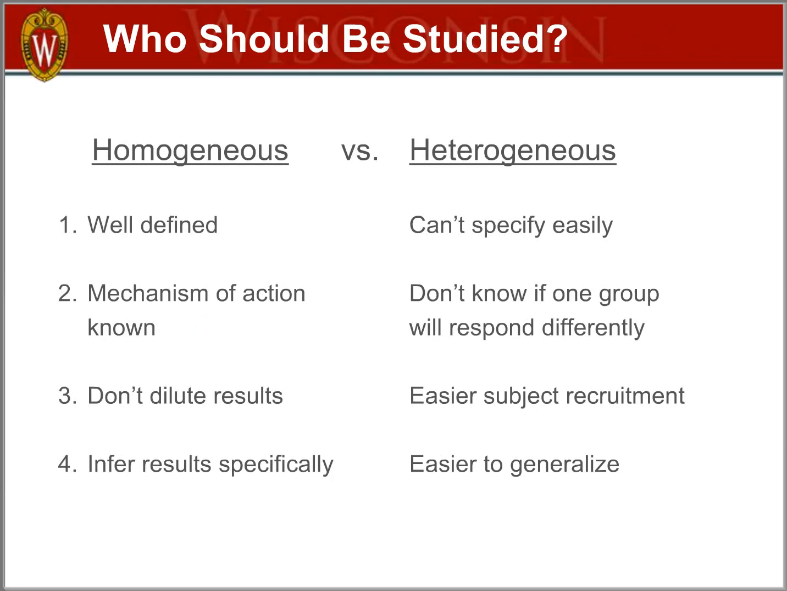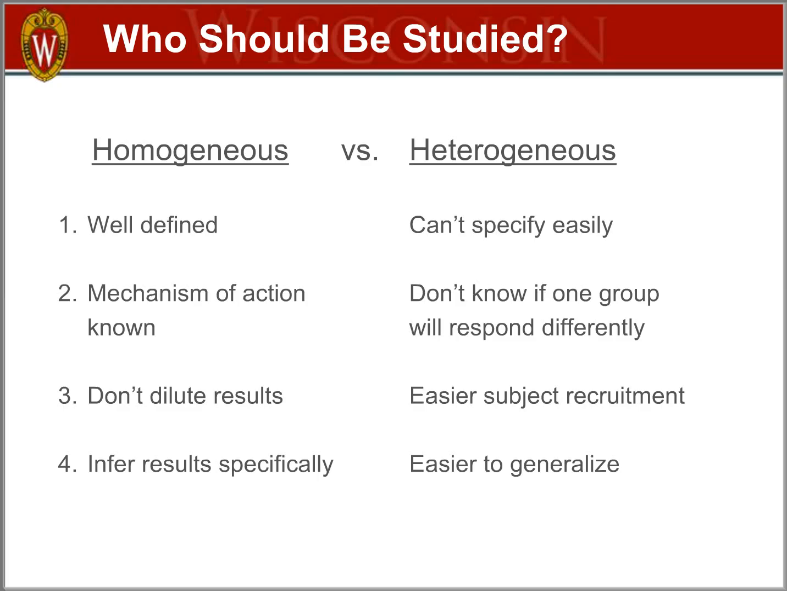There's always a debate about who should be studied. A very homogeneous, tightly defined population, or a very heterogeneous or all-comer population. The homogeneous population, of course, is well defined. Heterogeneous population is less so. If we think we know something about the mechanism of action of the therapy, then perhaps having a more tightly defined population is appropriate. But often we don't know that.